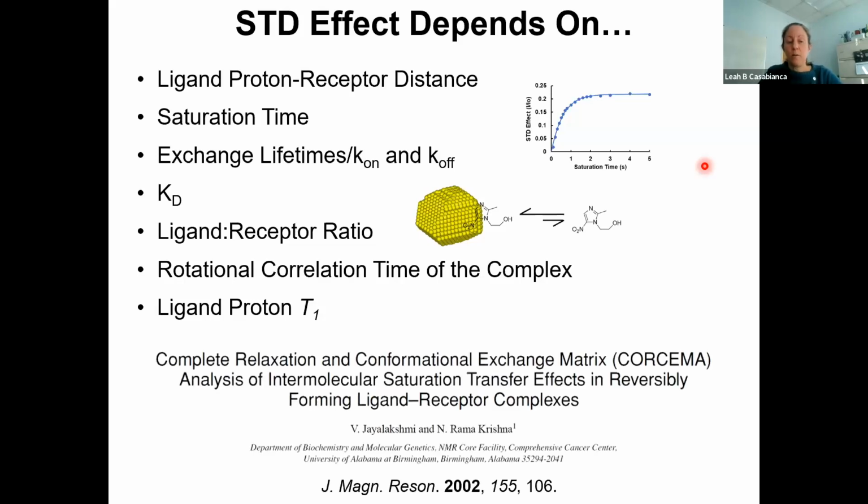So in fact, all of these effects come into play, and they're all sort of contained in this CORCEMA theory from Ramakrishna's lab in Alabama. So if you want to do a quantitative analysis of STD data, you can use this CORCEMA analysis to take into account all of these different effects and really get a very reliable distance between the ligand proton and receptor.